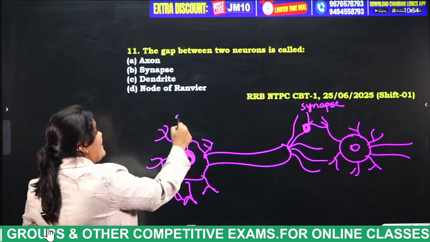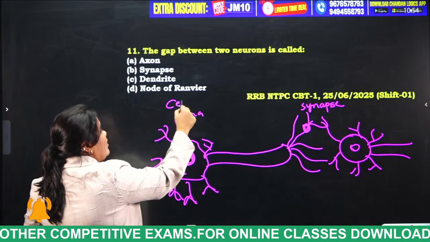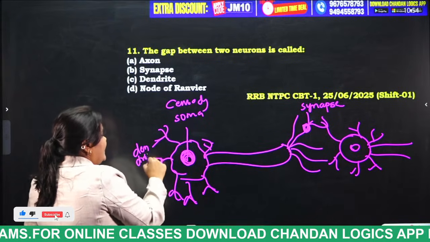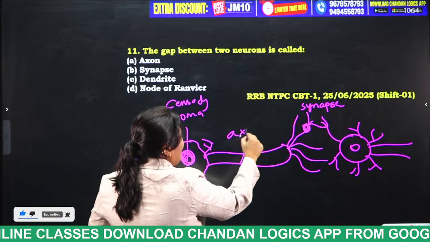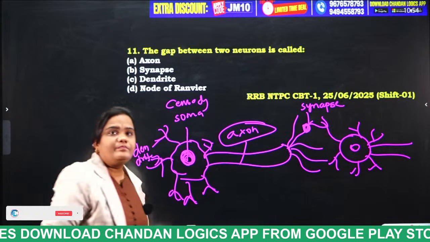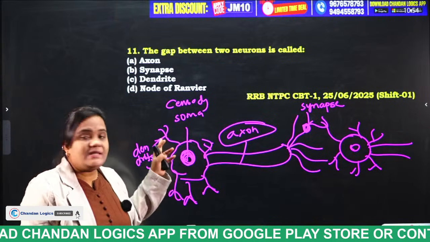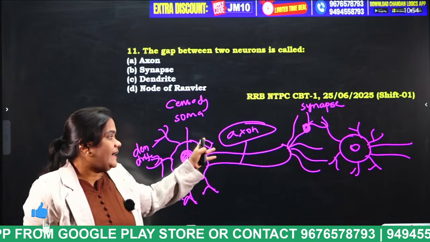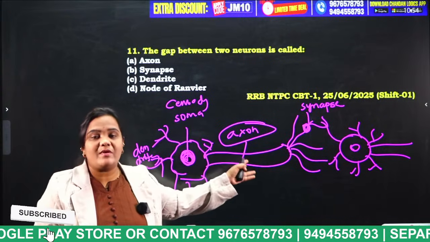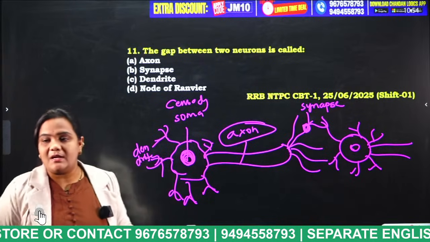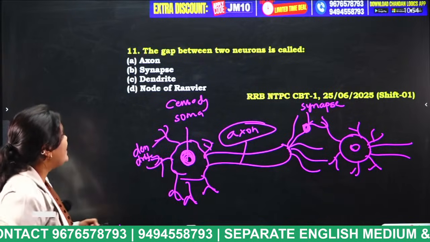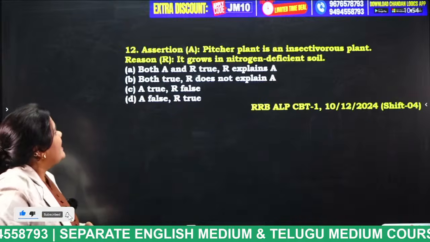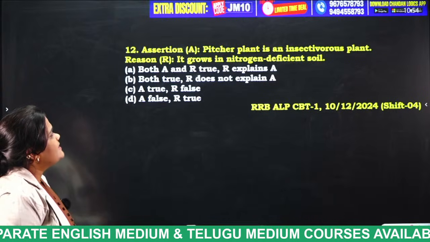So this is the soma. Soma is nothing but what, student? Cell body. These are the dendrites, and here is the axon. Very, very important, students. Actually, the signals from the soma will be taken into the dendrites. From dendrites it goes to the axon, and from axon it goes to the axon terminal. Okay, done. Next, so what is the answer for this question, students? Synapse.